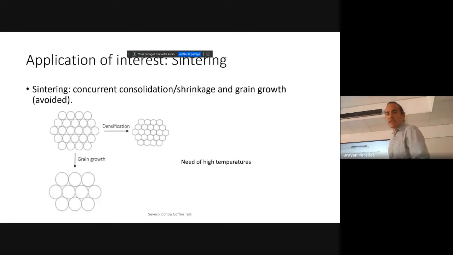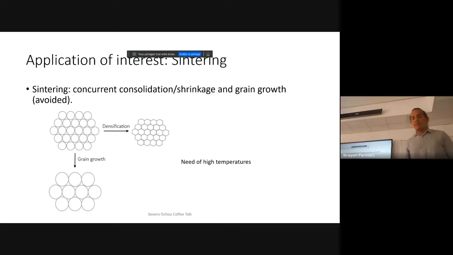First, just to have an idea of the motivation, we work with sintering. Sintering is a process for compacting powders. During this process you have densification, a consolidation of the powder. But in parallel, because a similar energy is needed, we also have grain growth, which in most cases is avoided. And this is a process that needs high temperatures.